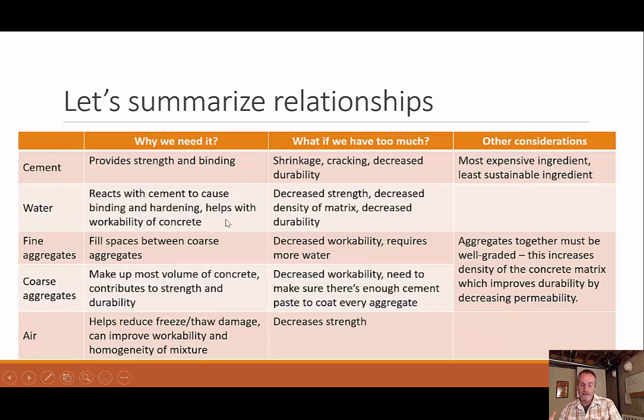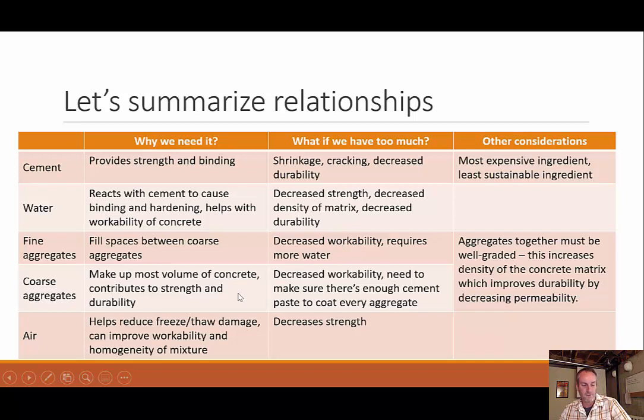Water, well, we need it because it's going to react with the cement. That's what's causing the chemical reaction. And it helps with workability. We said the more water, the more workable. However, if we have too much water, then we have decreased strength and decreased durability. The fine aggregates, the smaller particles, fill the spaces between those larger ones. We have decreased workability, and more water is needed if we have too much of that small aggregate.